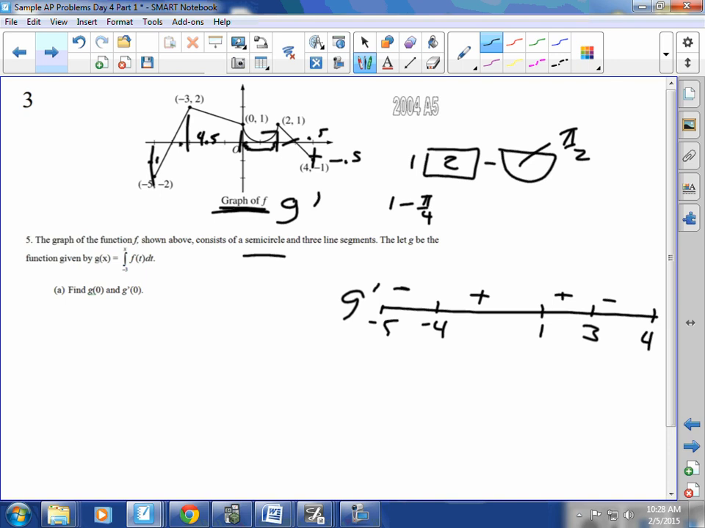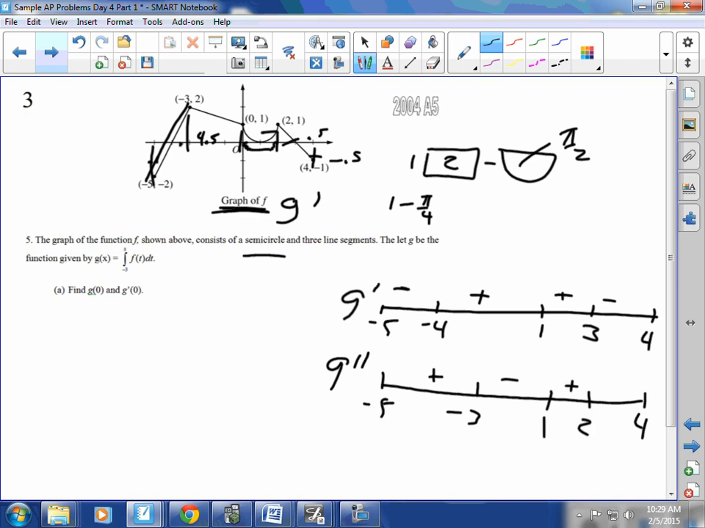By definition, G double prime is nothing more than the slope of G prime. The slope of G prime starts out positive on its way to -3. It goes negative all the way until 1, and it changes to positive on its way to 2, and then it goes back to negative.